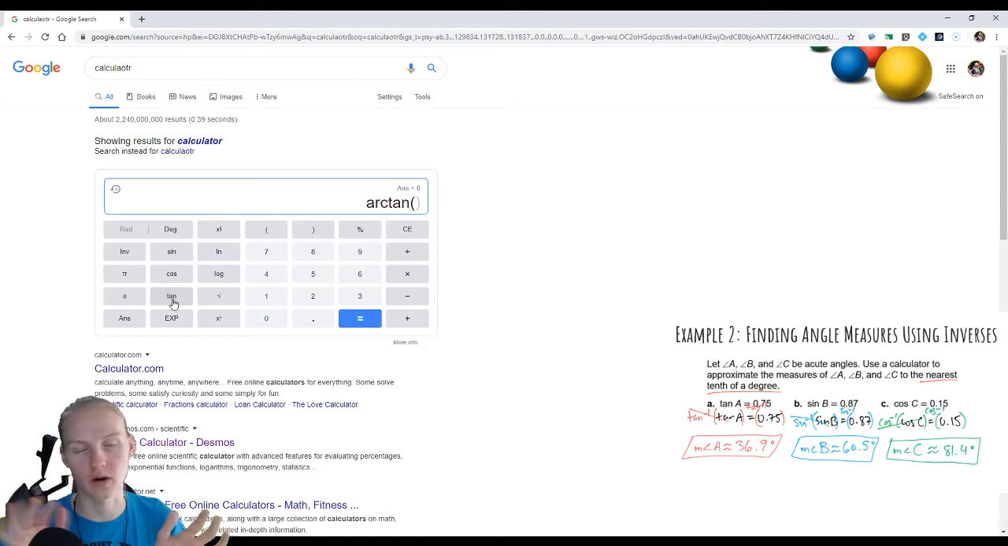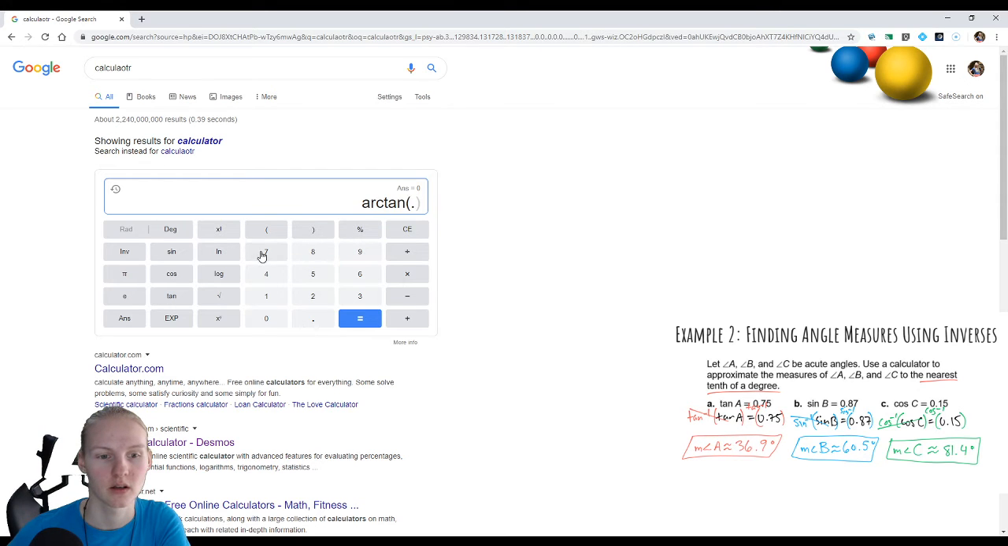Arctan, don't worry about that. Do not worry about it. Arctan is the same thing as tangent inverse, so don't worry about it. And then we're going to type in our 0.75. You can click or you can type, does not matter. And when you hit equals, there you go, 36.86, or if we round to the nearest tenth, it'll be 36.9, just like we got over there.